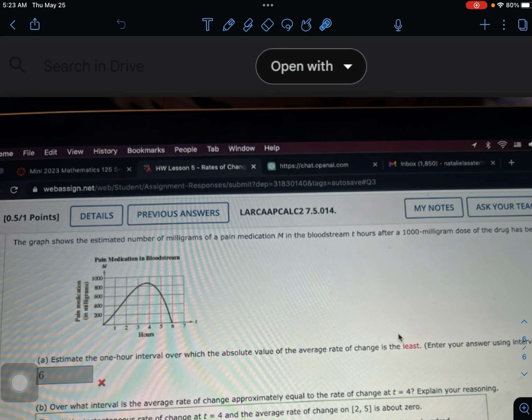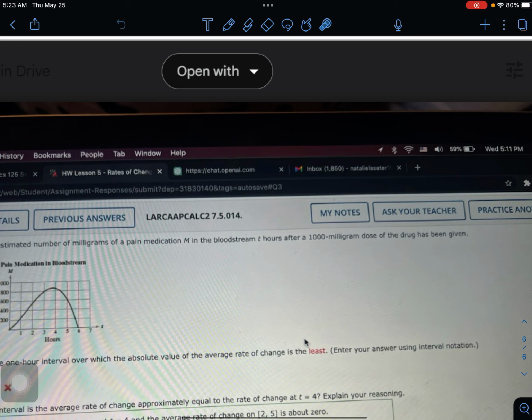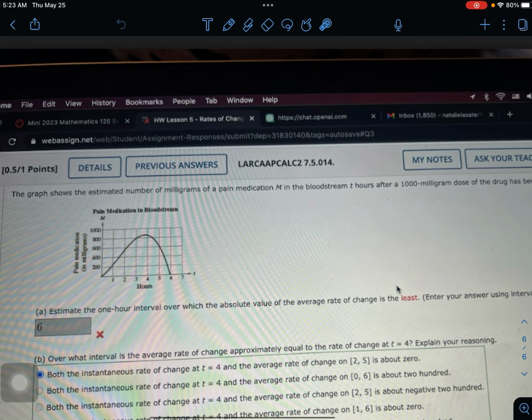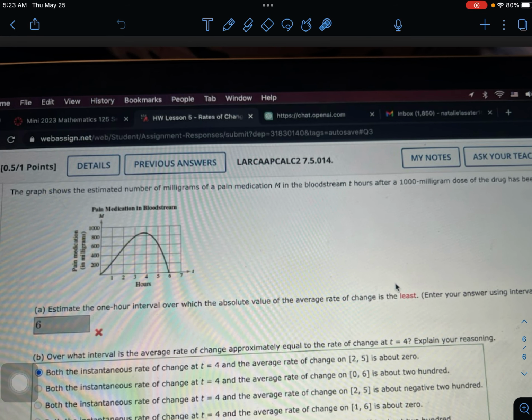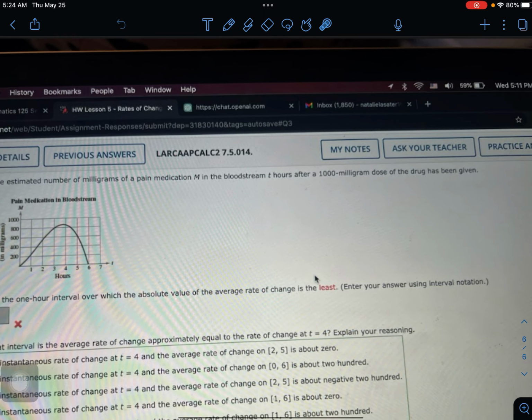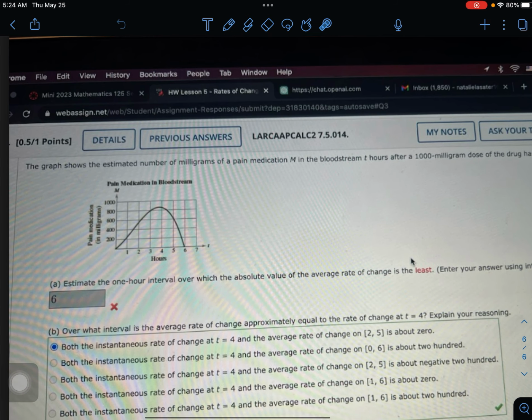It says that the graph shows the estimated number of milligrams of a pain medication M in the bloodstream T hours after a 1,000 milligram dose of the drug has been given. Estimate the 1 hour interval over which the absolute value of the average rate of change is the least. Enter your answer using interval notation. Okay.